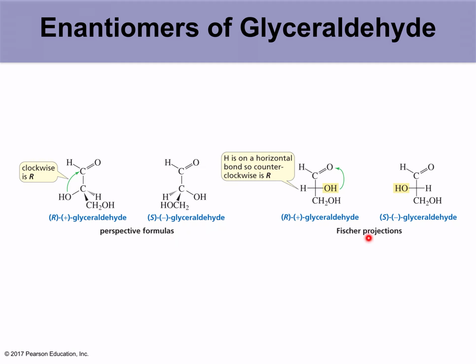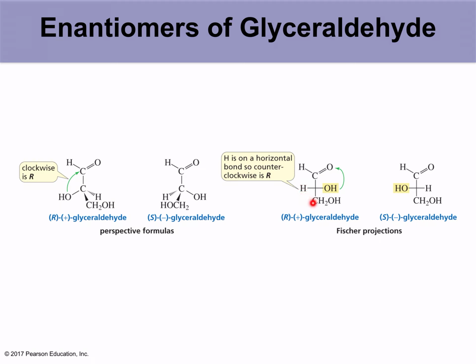We can put it into a Fischer projection. Okay, so the Fischer projection, the way it is drawn, these horizontal lines represent bonds coming towards us, like the wedges. So this represents bonds coming towards us, this OH group and hydrogen. This vertical line represents bonds going away from us, like the dash bonds. Okay, so hydrogen is coming towards us.